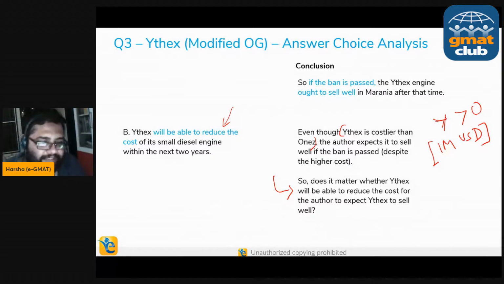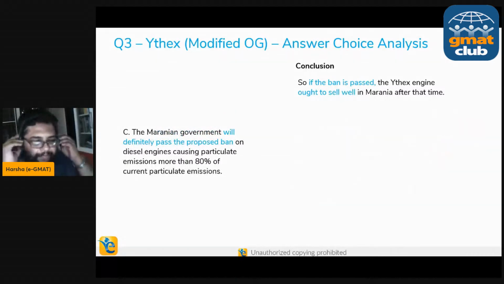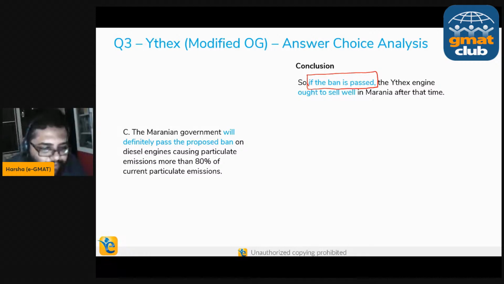Let's look at option C. Slightly popular, not too much. Maranyan government will definitely pass the proposed ban. Now, if you're one of those people who chose option C, then you did not visualize this aspect. The conclusion is hypothetical. If the ban is passed, you expect it to sell well. Whether it actually gets passed, nobody cares. The author has not assumed at any point that this thing will definitely pass. Why? Because the conclusion is if the ban is passed, I expect it to sell well.